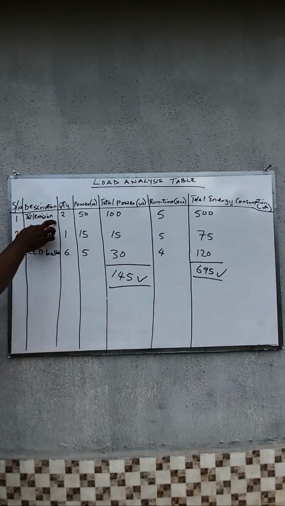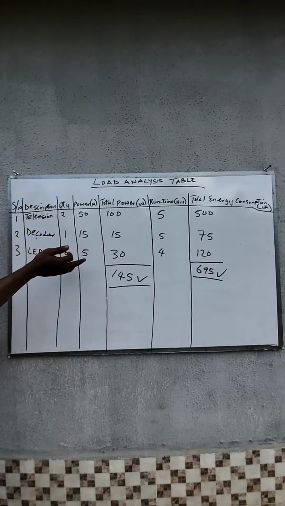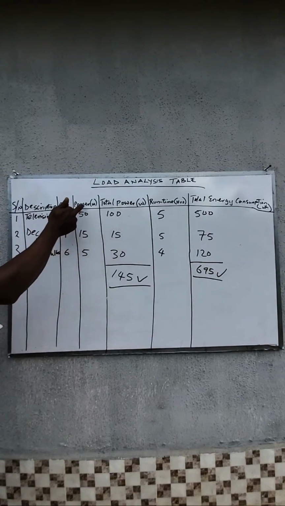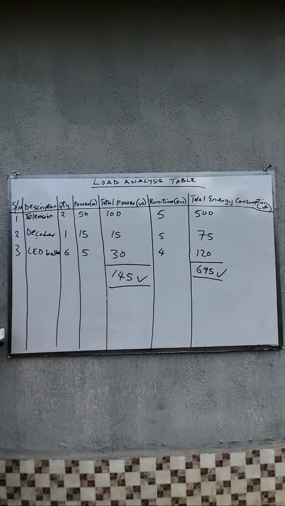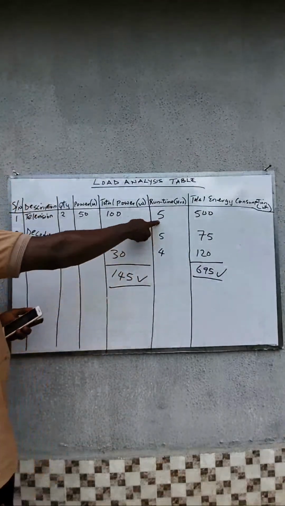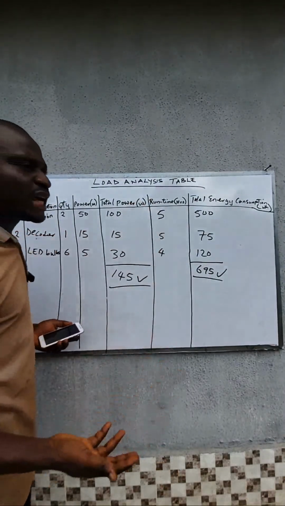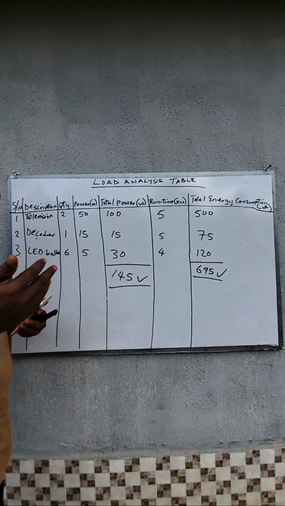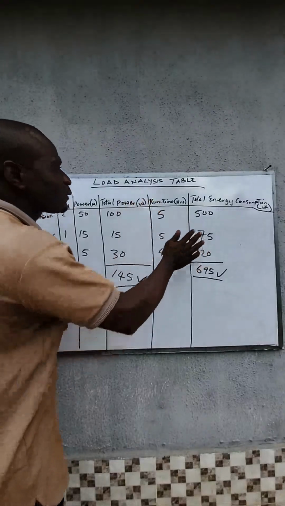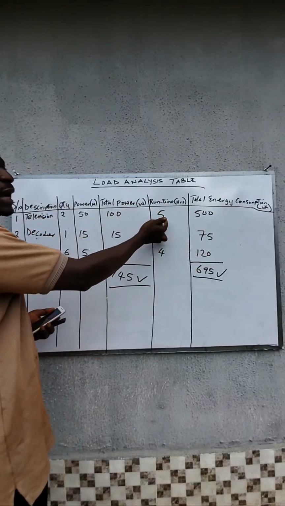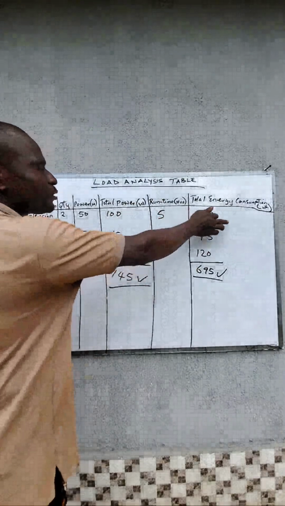The first one we have is television, and there are 2 in number, and their power rating is 50 watts each. So their total power will be 50 multiplied by 2 to give us 100 watts. Now, how many hours are we going to use these 2 televisions per day? We say we are using them for 5 hours. So we need to calculate their daily energy consumption, because this will help us in sizing the battery bank and the solar panels. To calculate their total daily energy consumption, you multiply the total power by the runtime. So what you'll be having is 500 watt-hours.